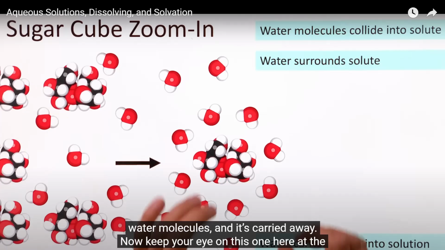And here we've got a couple of hydrogens, slightly positive, that are going to interact with that oxygen, slightly negative. So in essence, these water molecules are glomming onto that little sugar molecule and pulling it away from the other sugar molecules. Does that make sense? Cool.